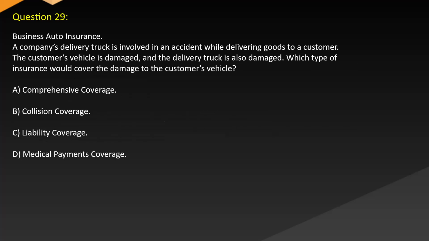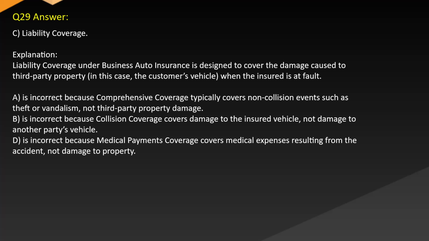Question 29. Business auto insurance. A company's delivery truck is involved in an accident while delivering goods to a customer. The customer's vehicle is damaged and the delivery truck is also damaged. Which type of insurance would cover the damage to the customer's vehicle? A. Comprehensive coverage. B. Collision coverage. C. Liability coverage. D. Medical payments coverage. Answer: C. Liability coverage.